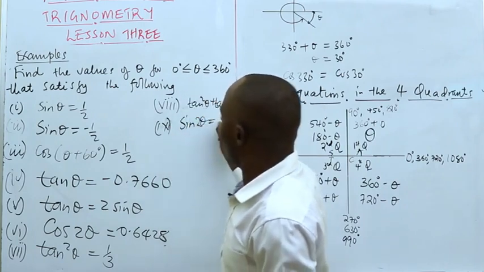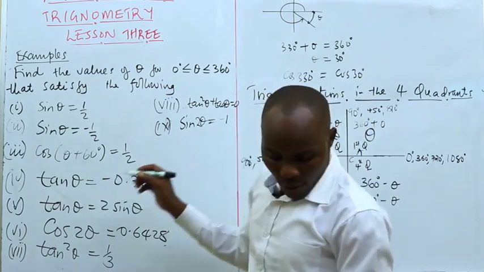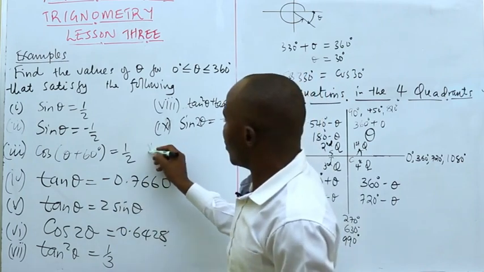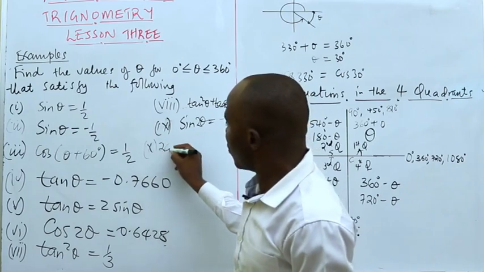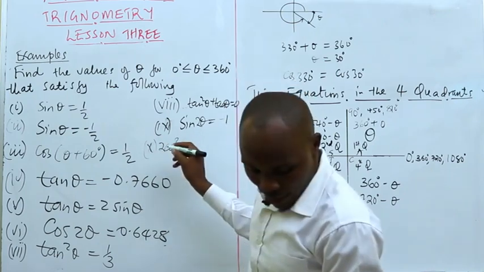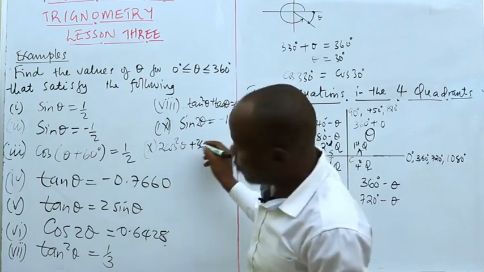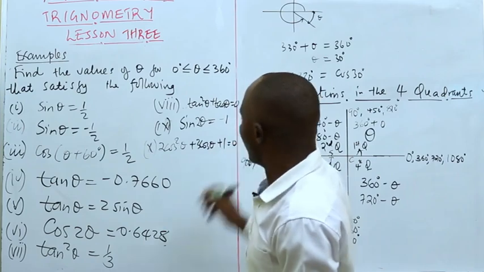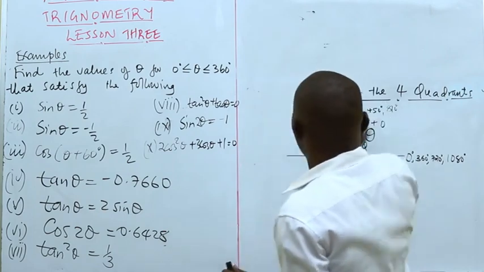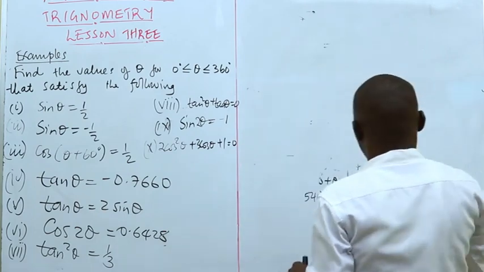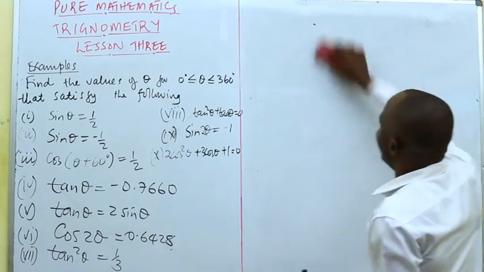sine 2 theta. Sine 2 theta is -1. Then we can have Roman 10: 2 cos squared theta plus 3 cos theta plus 1 is equal to 0. So we are going to use those ones there.